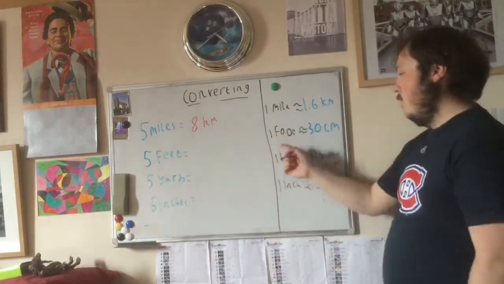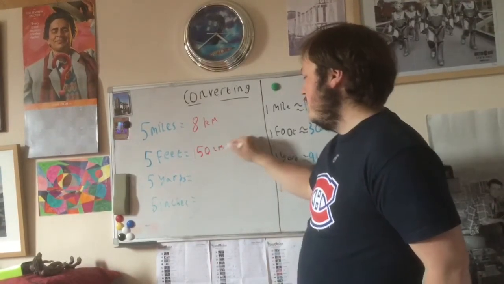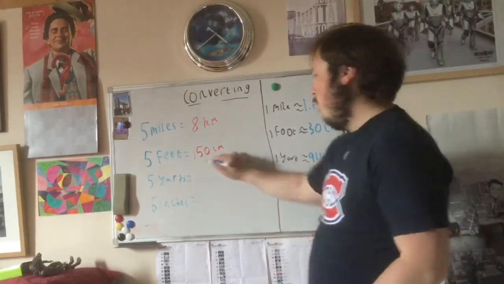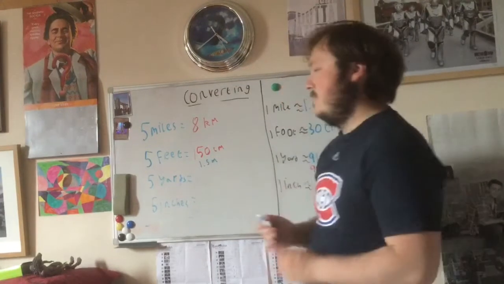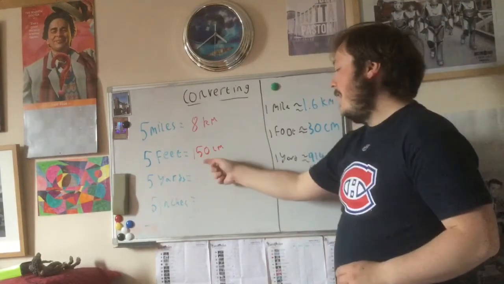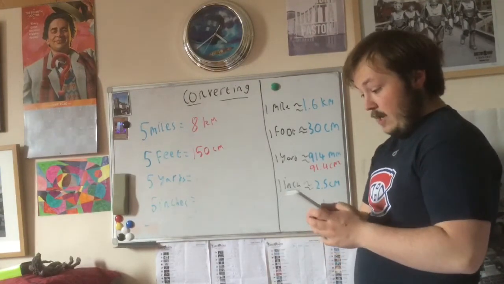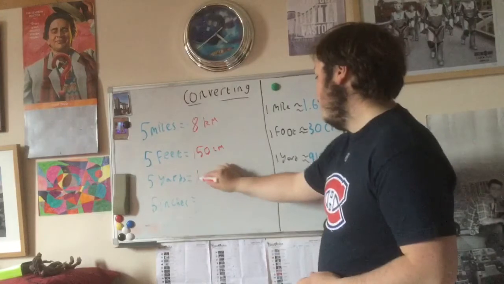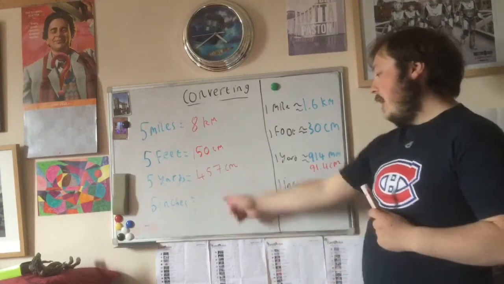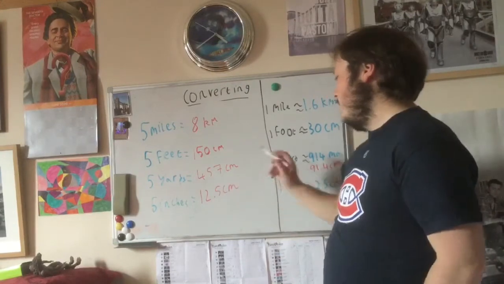If I have 5 feet, 1 foot is 30 centimetres. Multiply that by 5, that will be 150 centimetres. It also is, once we've worked this bit out, 1.5 metres. But we got the centimetres here, might as well use it. 5 yards, well 1 yard is 91.4 centimetres, so 91.4 times 5, that gets you 457 centimetres. And 5 inches, well 1 inch is 2.5, so 5 inches are 12.5 centimetres.